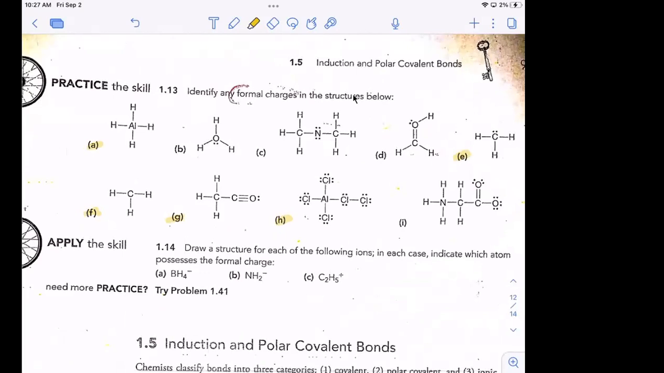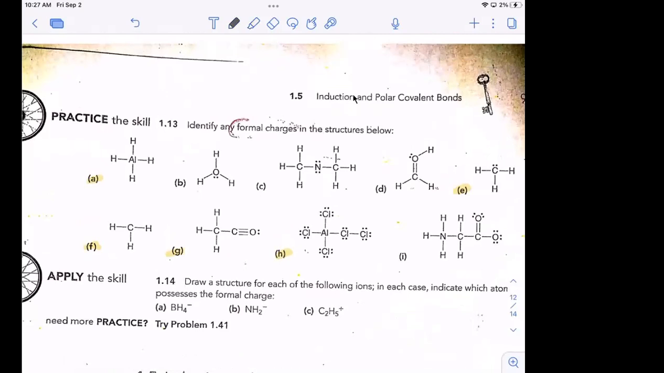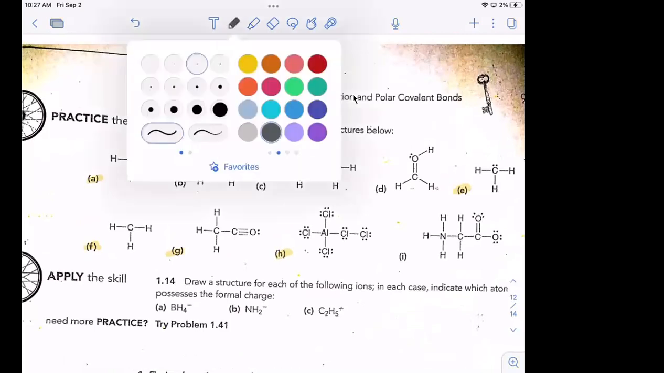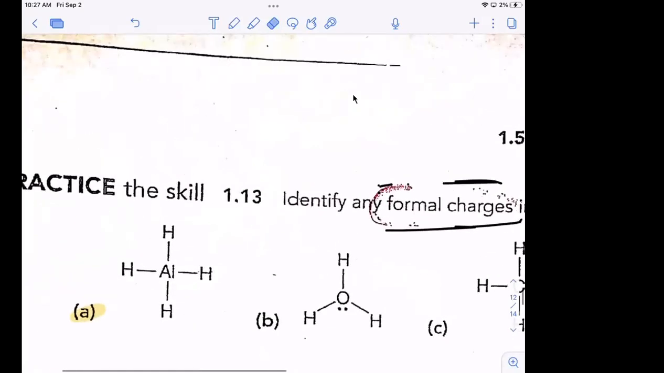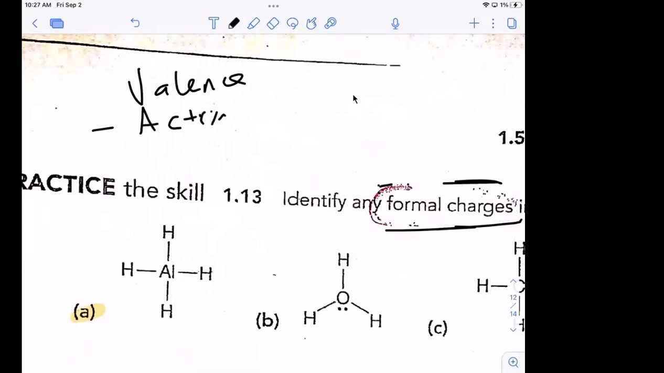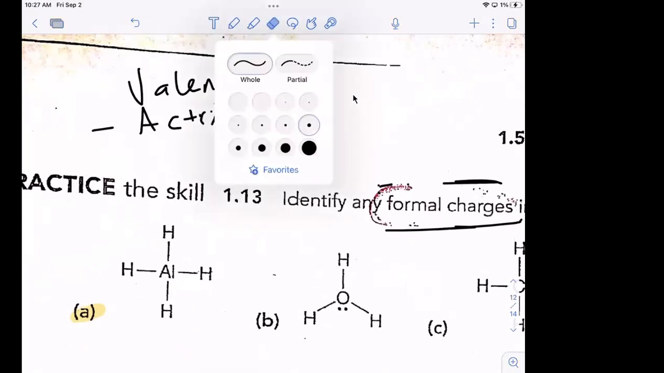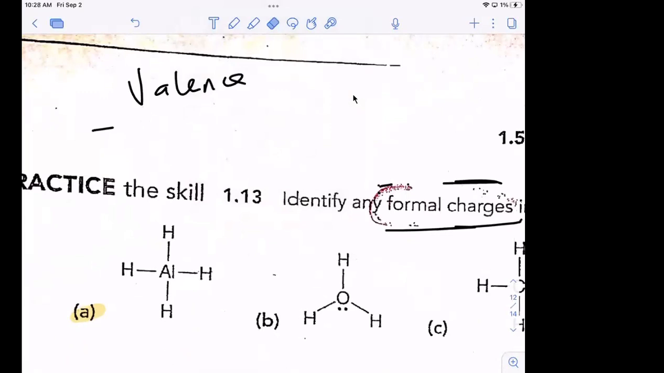All right. So remember the other day we talked about formal charge. How do we determine that? What was the little formula I gave you? Formal charge is equal to the number of valence electrons minus the actual number of electrons. The actual is the number of lone pairs plus half of each bond. Good. So valence minus actual.